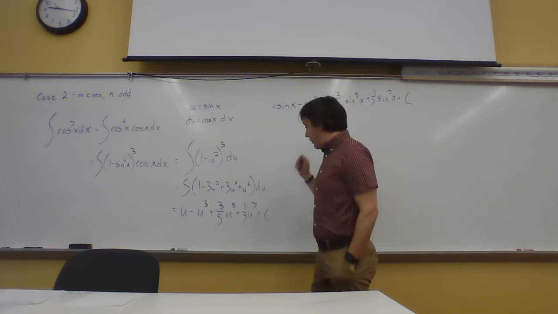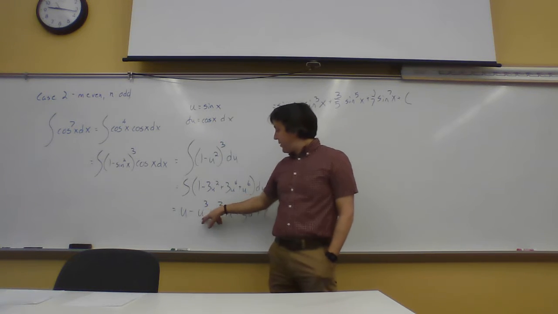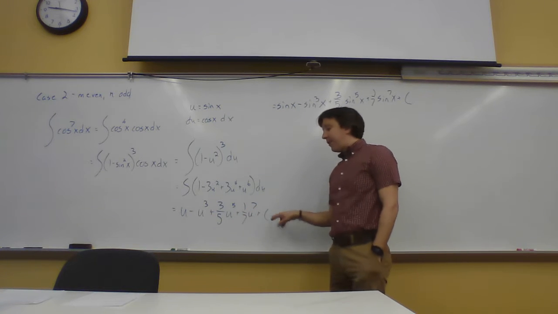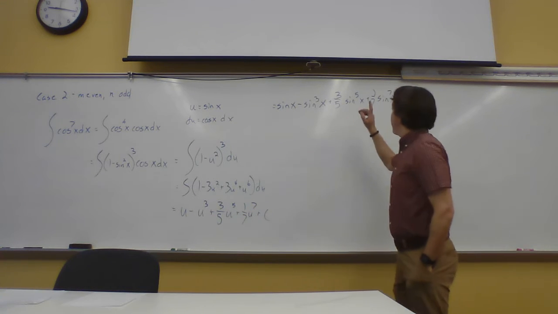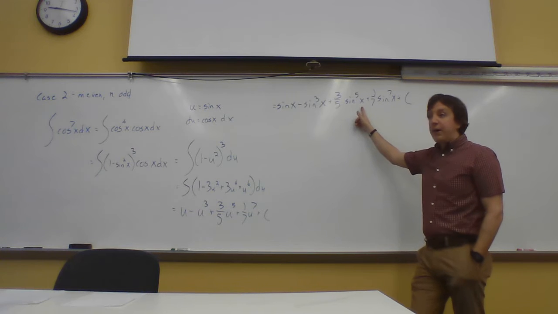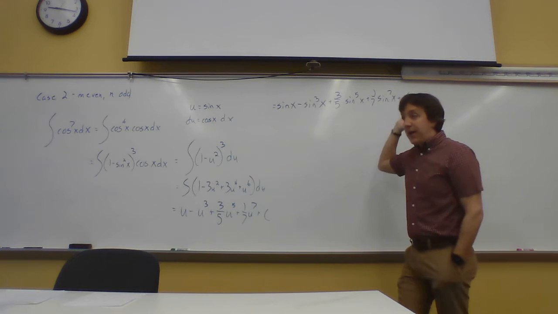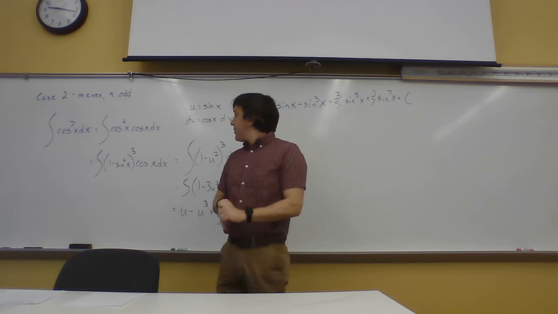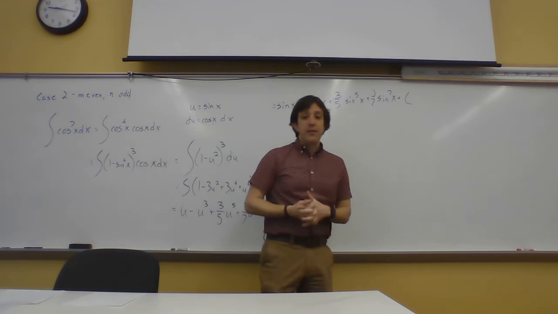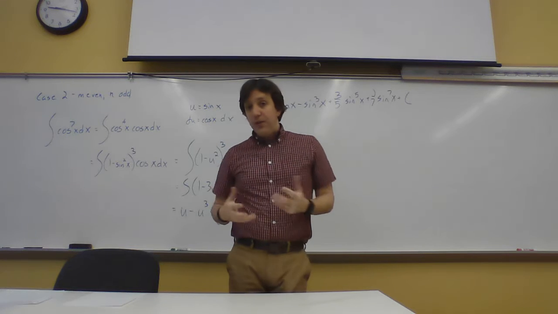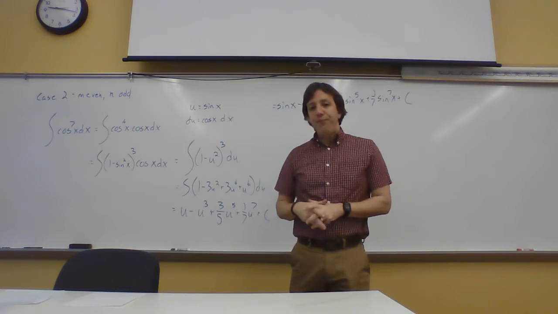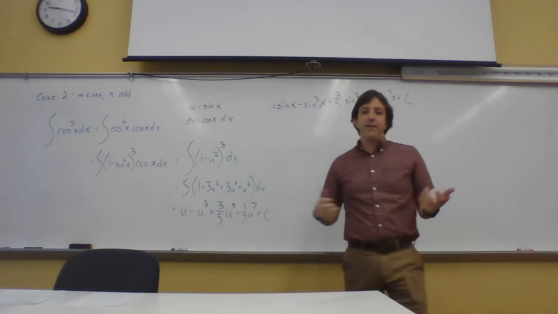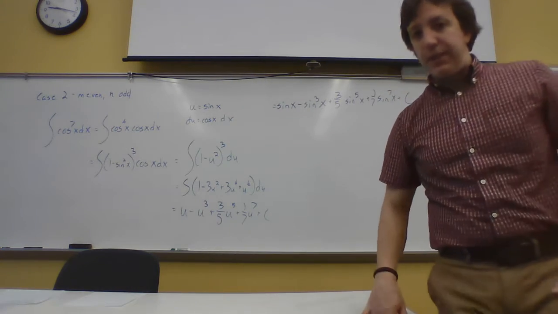Then we take all of our antiderivatives, so we get u minus u cubed plus 3/5 u to the fifth minus 1/7 u to the seventh plus c. And last but not least, turn all those u's back into sines. There we have it. The answer looks horrible, but it's really not that bad to get. As long as one of these powers is odd, these really work out pretty nicely. Next up, we're going to look at what happens if they're both even, because if they're both even, this isn't going to work nearly as well.